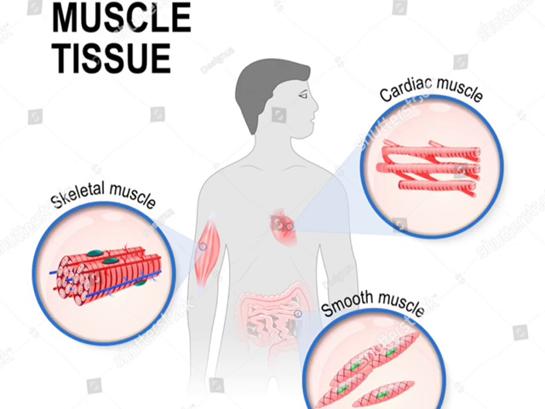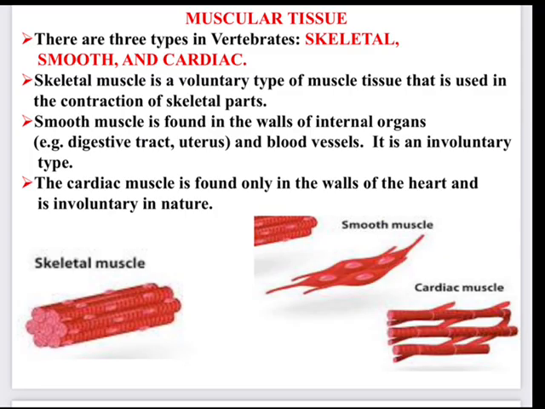Here are the features of muscular tissues. There are 3 types of muscular tissues based on their functions and where they are found. The first is skeletal muscle. This one is voluntary, meaning it can be controlled by your will and desires. It is found in the skeletal part of the body and helps with contraction, like the withdrawing of the leg and the movement of the hands and legs.